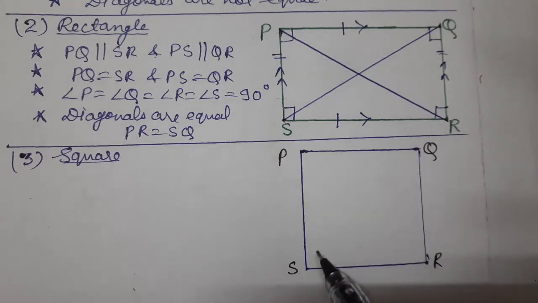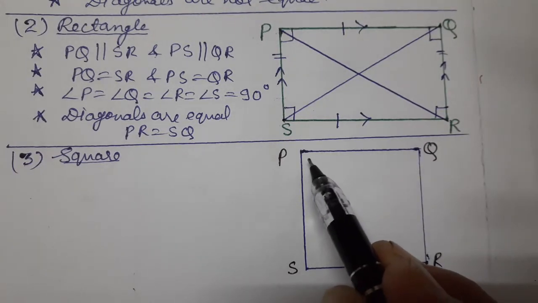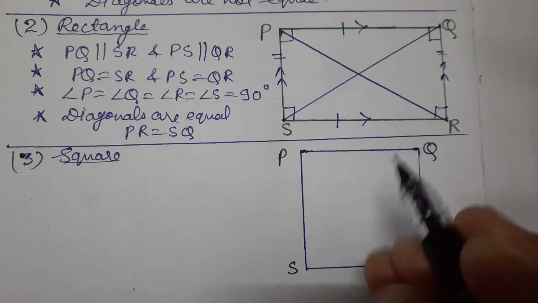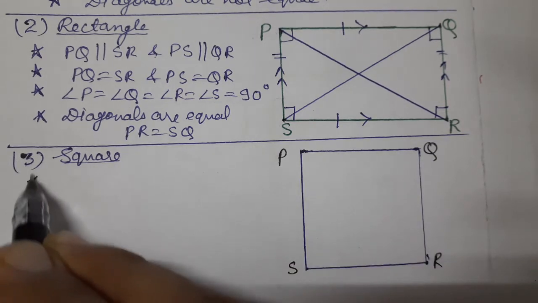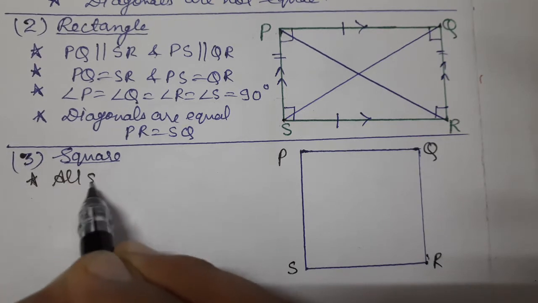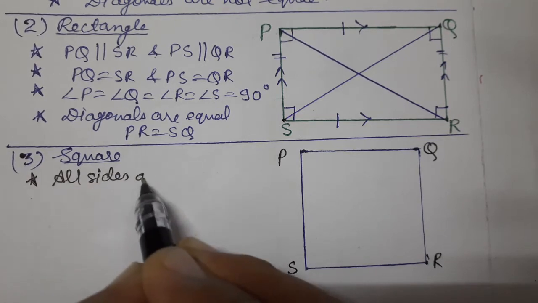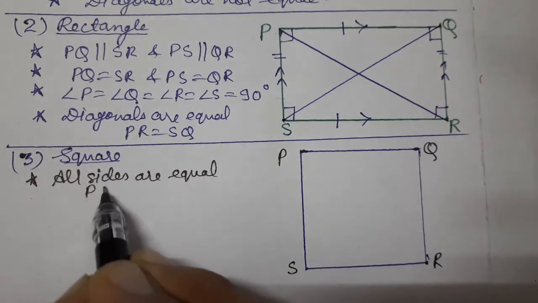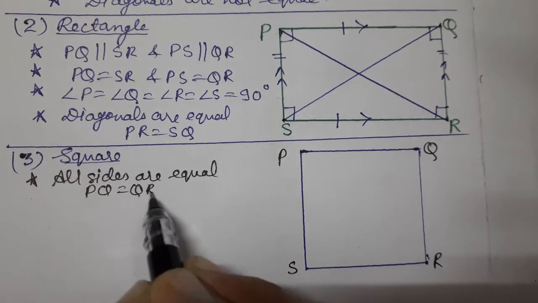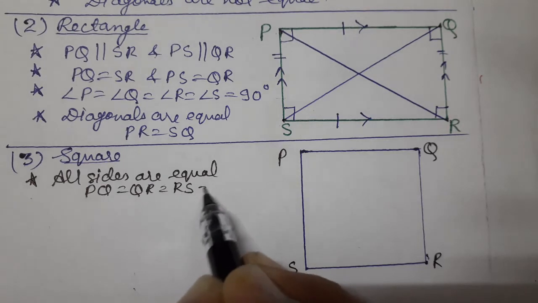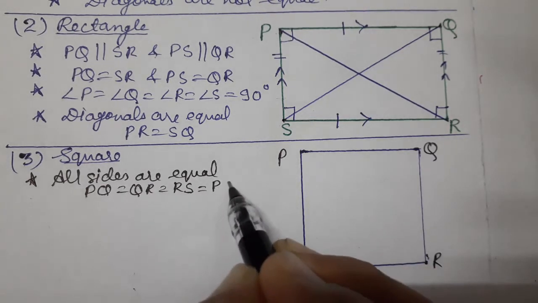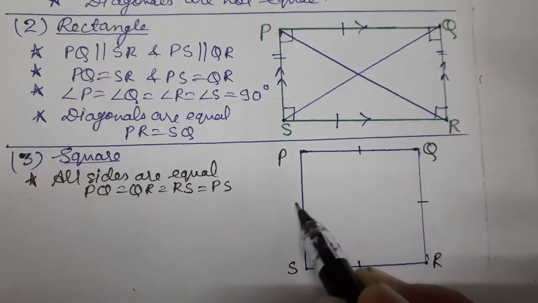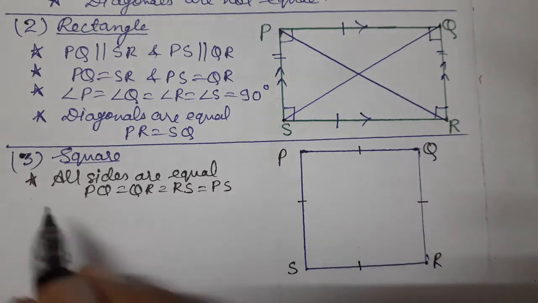Now see this figure. This figure is a square. All sides are exactly the same. So we'll write first, all sides are equal in a square. So PQ equals QR equals RS equals PS. All sides are equal. So one line means these are all equal.